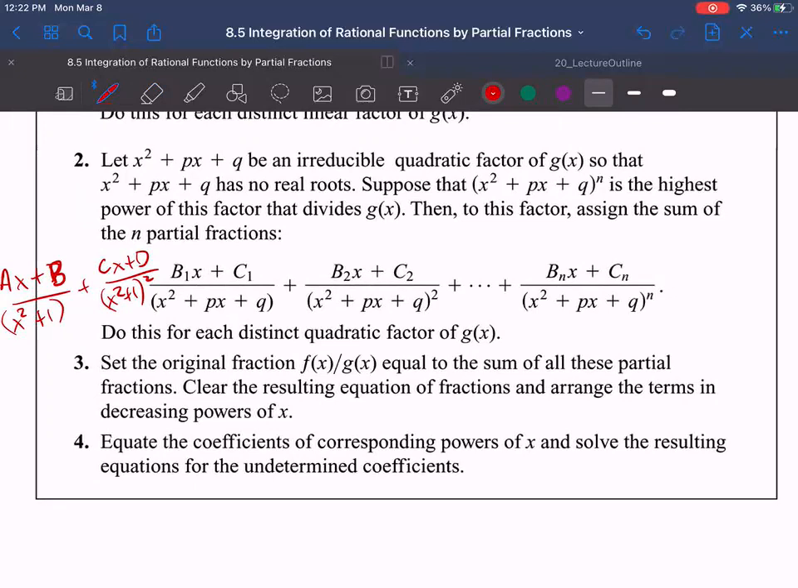And then part 3, set the original fraction equal to the sum of all these partial fractions. Clear the resulting equation of fractions and arrange the terms in decreasing powers of x, which is what we did on the last page. We multiplied both sides, got rid of all the fractions, and grouped everything together in decreasing order. Equate the coefficients with the corresponding powers of x, and solve for them.